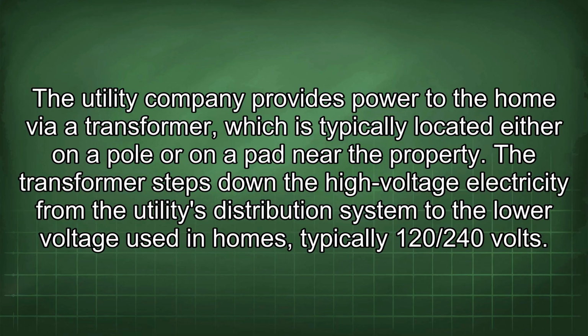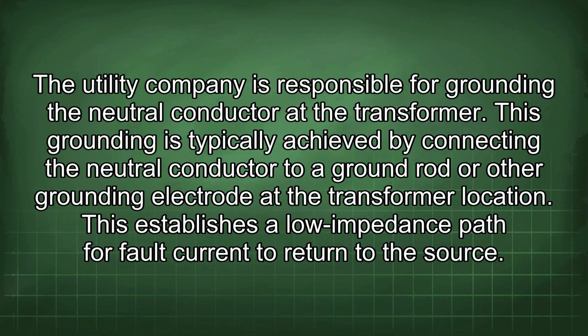The transformer steps down the high voltage electricity from the utility's distribution system to the lower voltage used in homes, typically 120/240 volts. The utility company is responsible for grounding the neutral conductor at the transformer. This grounding is typically achieved by connecting the neutral conductor to a ground rod or other grounding electrode at the transformer location. This establishes a low impedance path for fault current to return to the source.